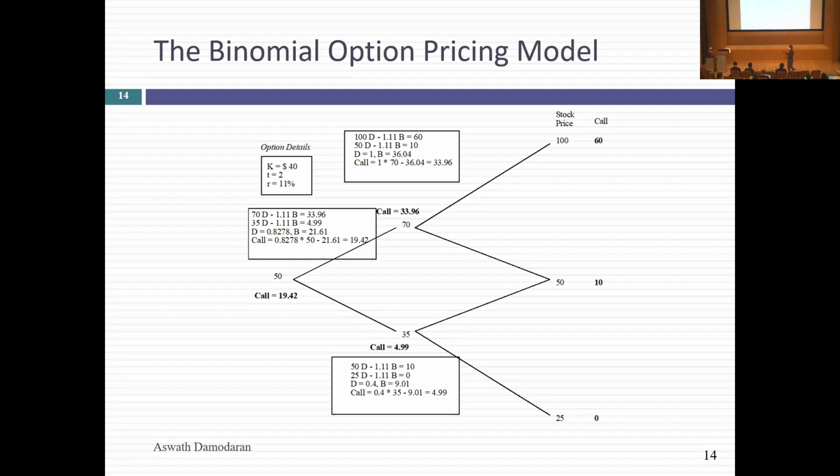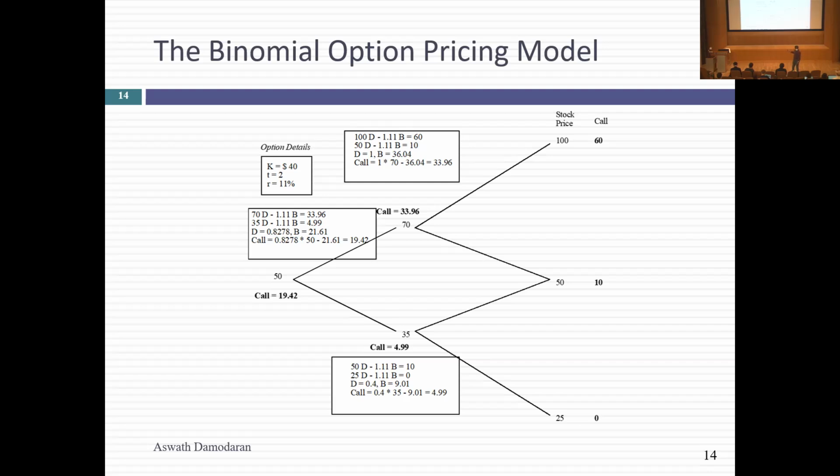So what's the call going to be worth if the stock goes to 70? It's going to be worth $33.96. And if the stock goes to 35, it's worth $4.99. I go back one time period. Do you see why you always start at the last period and work back? The last period is the only period where you know what the cash flows in the call are, so you're working backwards. You solve, again, you do the same thing.